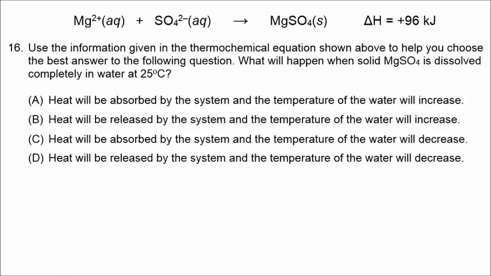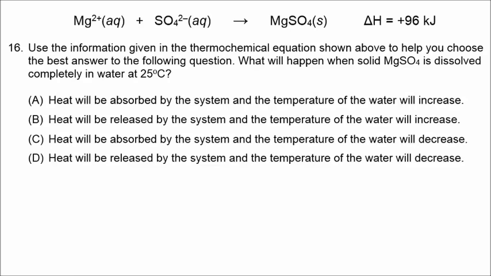This question shows us that when you start with aqueous ions, magnesium and sulfate, and you end with solid magnesium sulfate, that thermochemical equation has a positive 96 kilojoules associated with it. That's an endothermic process. However, dissolving solid magnesium sulfate in water would be the opposite of the reaction shown. So dissolving solid magnesium sulfate in water is actually an exothermic process. It'd be negative 96 kilojoules.